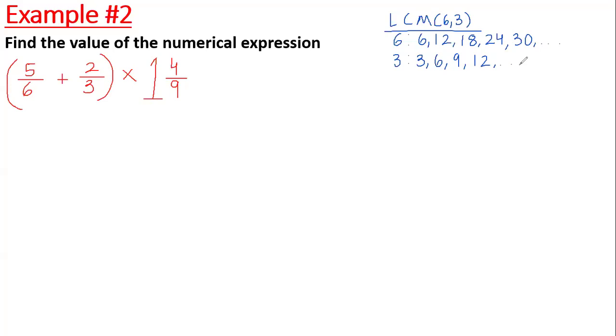Okay. So that means that the lowest common multiple of 6 and 3 is going to be what? Not 12. Even though 12 is common, we want the lowest common multiple. It's going to be 6.